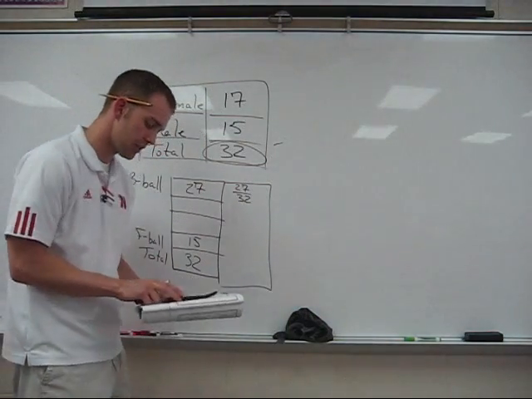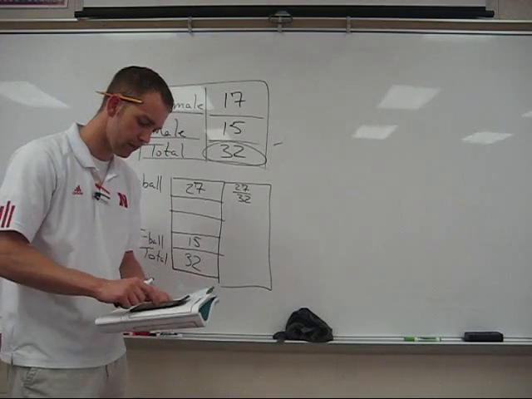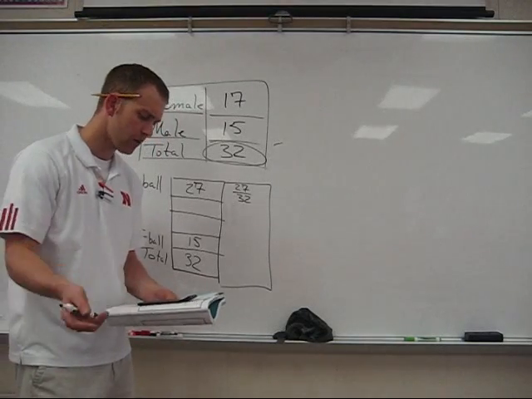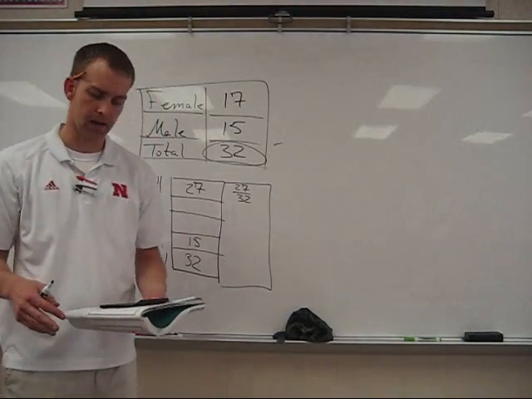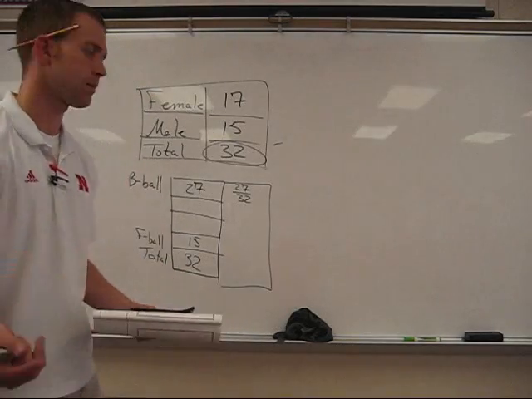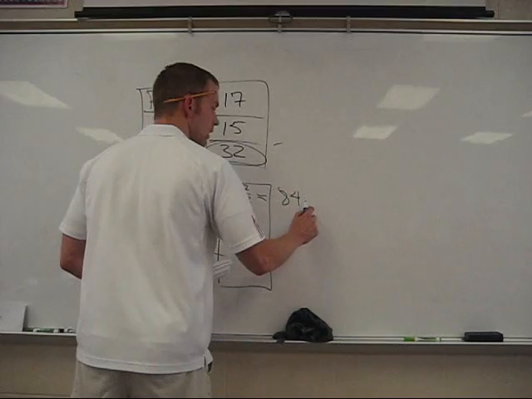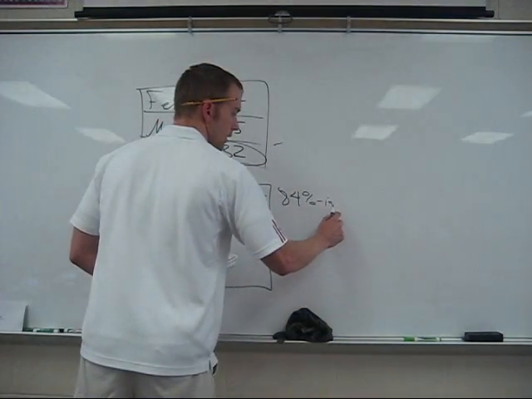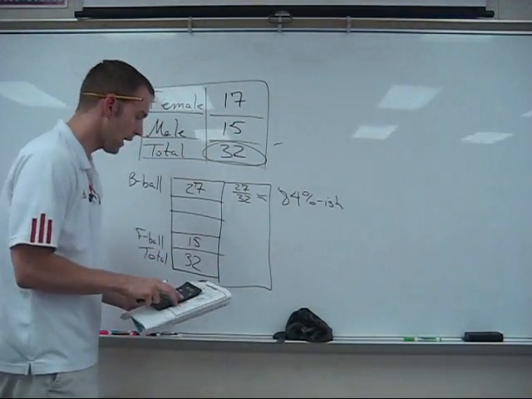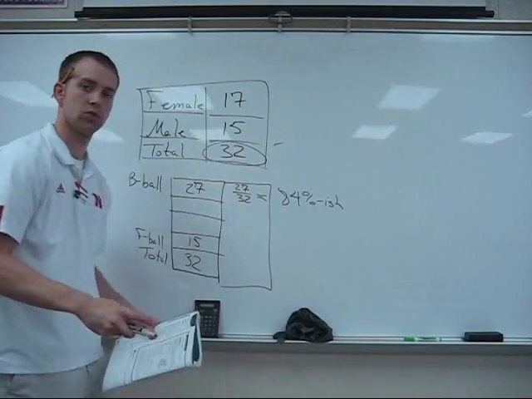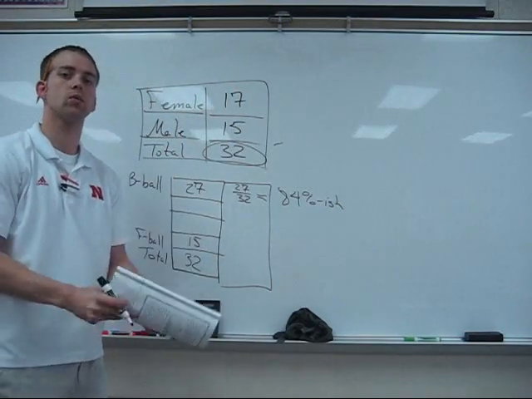I'm going to cheat a little bit here, but 27 divided by 32, and my calculator actually yields an answer of 0.84375. You know what I'm going to do? I'm going to call this approximately 84%, and the lovely "ish" at the end. So 84% of the class prefers to play basketball, all together with boys and girls.